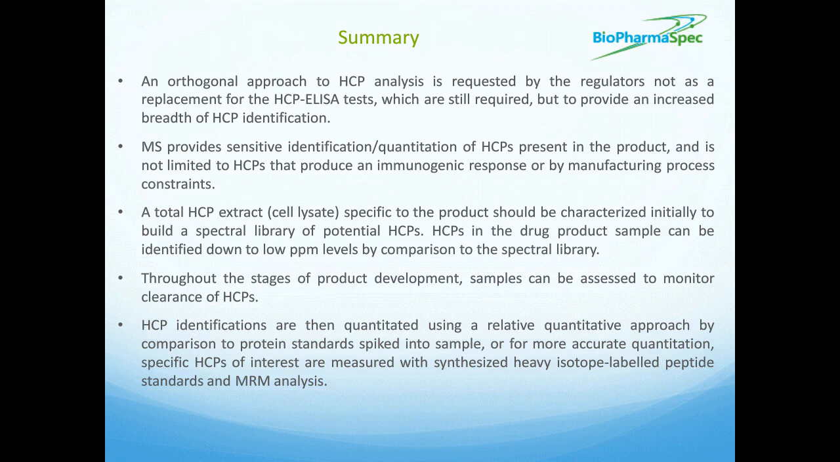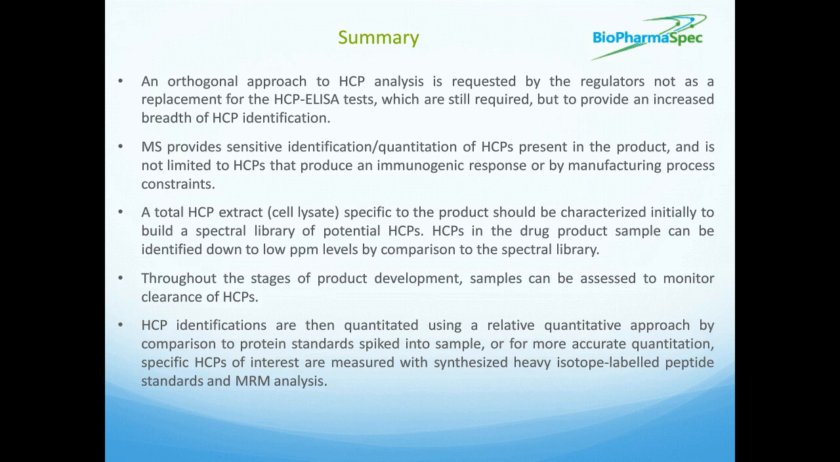So to summarize then, the regulators are interested in seeing evidence that can corroborate HCP ELISA results, and LC-MS has proven it can provide a complementary alternative that is accurate and sensitive with high reproducibility. In our case study, we've shown how HCP identification begins by developing the reference ion library using the originator cell line of the drug product and information-dependent MS acquisitions.